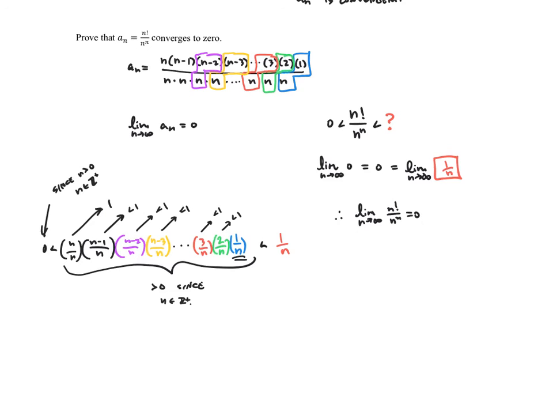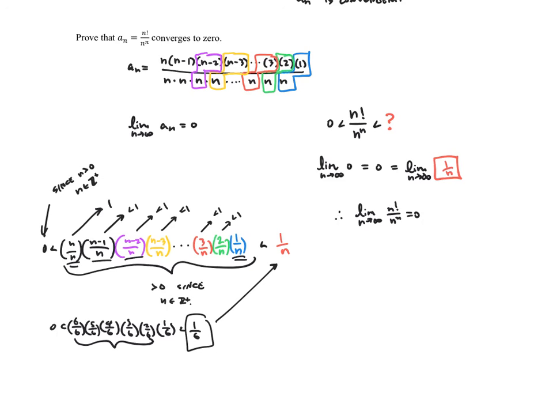For example, let's say n equals 6. So this would be 6 over 6 times 5 over 6, right? So 6 over 6, 5 over 6, 4 over 6, 3 over 6, 2 over 6, 1 over 6. That's going to be less than 1 over 6. You can see that as I multiply 1 over 6 by all of those, it's going to be greater than 0, and it's going to be less than 1 over 6. So this 1 over 6 right here.